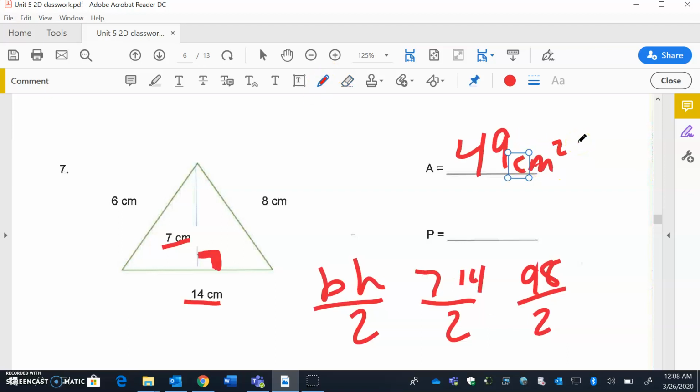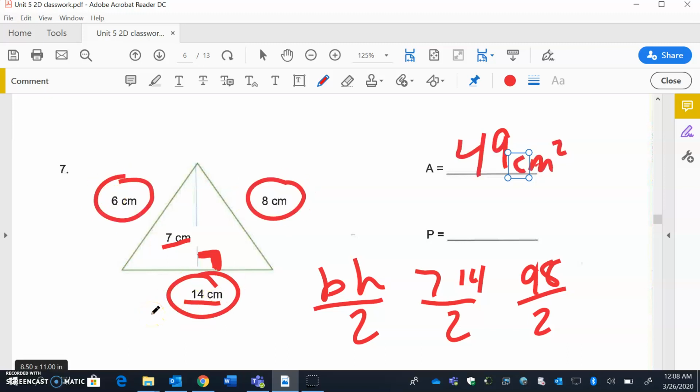All right. And then for your perimeter, we're adding up the sides. Now it's a triangle, people. How many sides does a triangle have? Well, 3. So below 8, below 6, 14. We are not using that 7. So 6 plus 8 plus 14, that gives us our 28 that we're looking at.